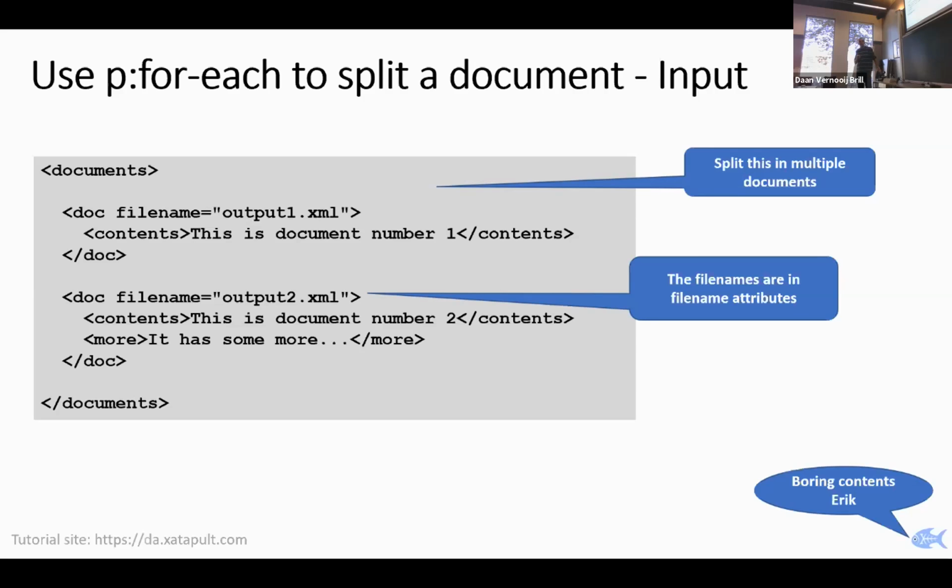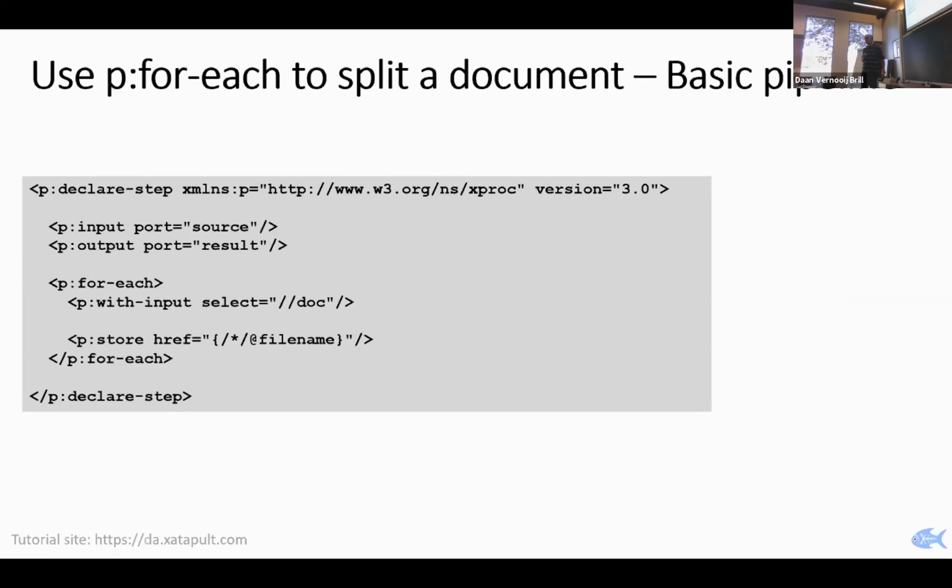Okay, so how should this work? I'm not going to ask you to do this. Okay, here is the basic pipeline. So what is actually happening here? We have our input document coming through our source port, and it runs into the p:for-each.